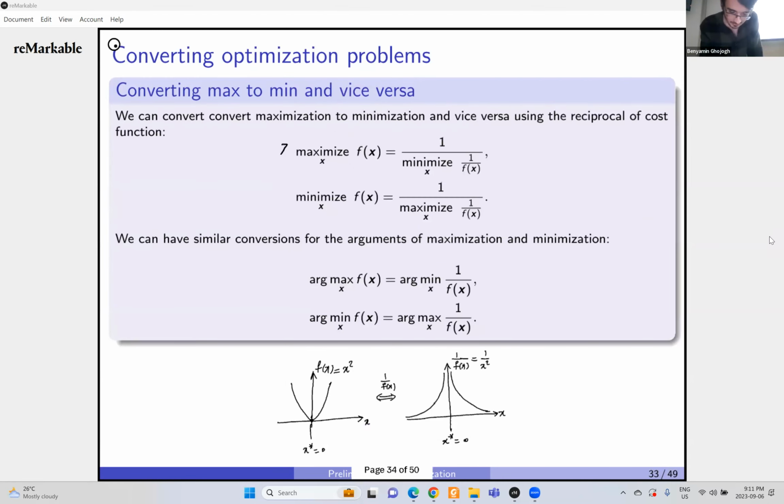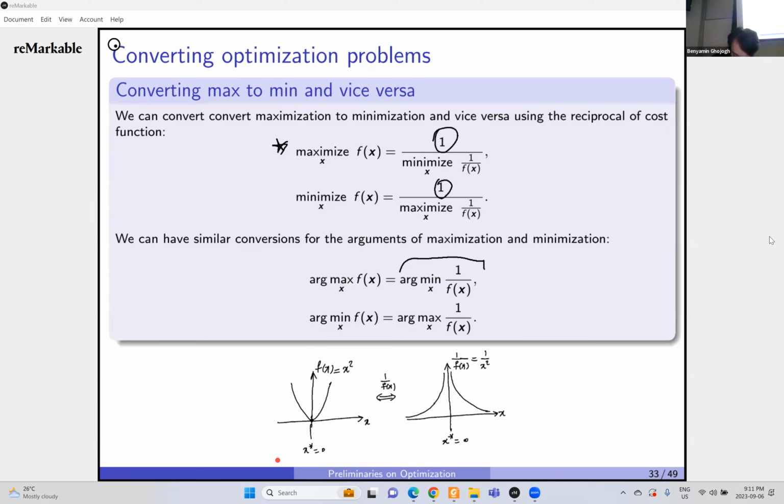Another thing is the reciprocal or inverse. If the optimum function value is important, again, I need to do the reciprocal again. If the argument is important, I don't do the reciprocal as the inverse again.